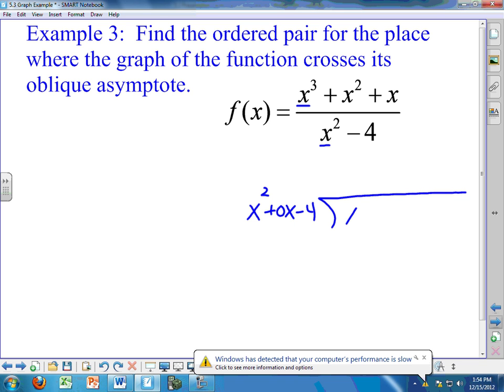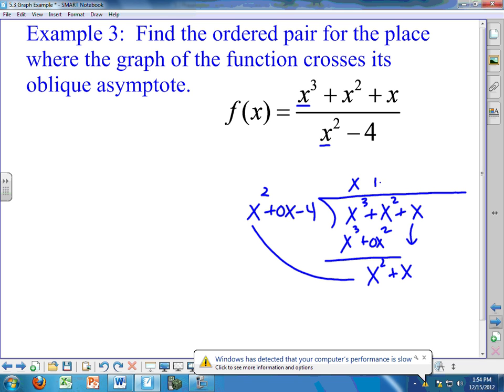It looks like we've got an x cubed plus x squared plus x. As we do this division, we're looking for the second term because we know the first one is going to be an x. And this is plus 0x squared. And when I subtract straight down, I just get x squared to bring down my next term. X squared goes into x squared once. So that is our oblique asymptote. So without even graphing, I write that the oblique asymptote is y equals x plus 1.